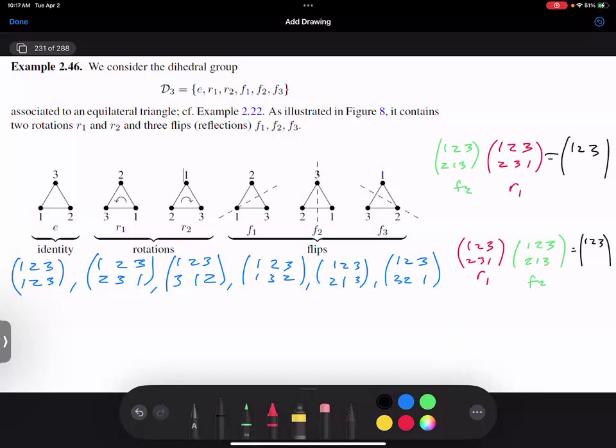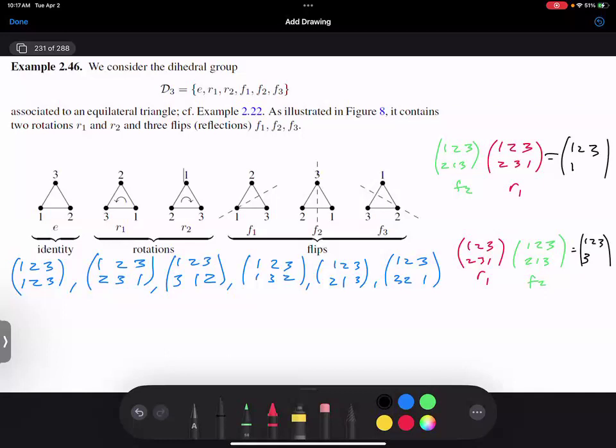So let's see if order matters. So for the first one, I do R1 first. So 1 goes to 2. Then I do F2, 2 goes to 1. So where does 1 end up going to? So 1 goes to 2, 2 goes to 1, so 1 goes to itself. For the bottom one, 1 goes to 2, 2 goes to 3. So where does 1 go? 1 goes to 3. That's already enough to show that the group is not commutative. That's already enough to show that the order of multiplication matters.